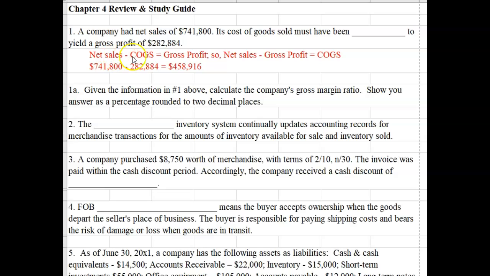Remember that net sales minus cost of goods sold equals gross profit. So you can change that formula around a little bit. Net sales minus gross profit equals cost of goods sold. $741,800 of net sales minus $282,884 of gross profit yields $458,916 of cost of goods sold.